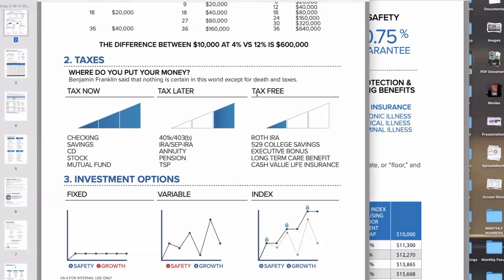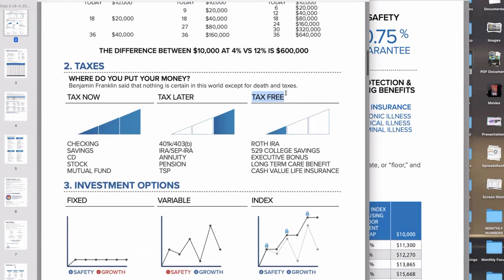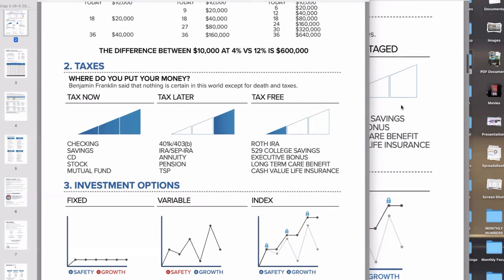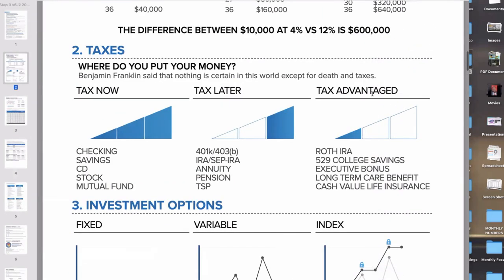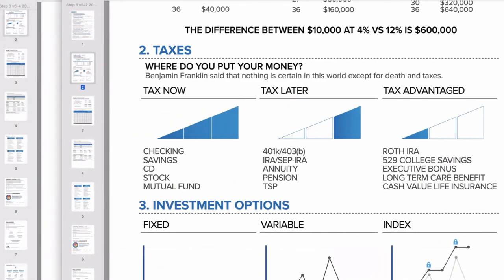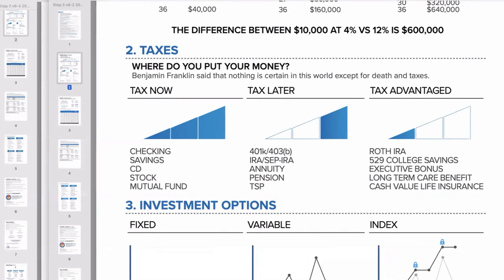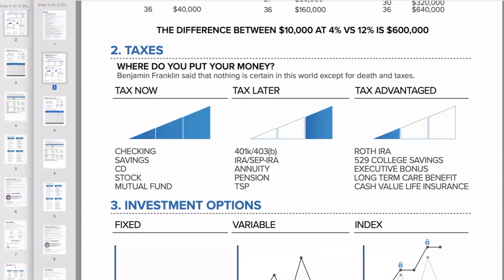Instead of tax advantage, we're changing this for you to tax-free. So when you're presenting with a client, hey, these are your tax now accounts. These are accounts that you pay tax later. These are your tax-free accounts, right? Compared to what we have here, which is tax advantage. Small shift, but a good change in language.